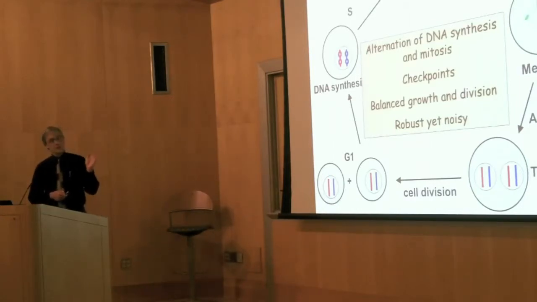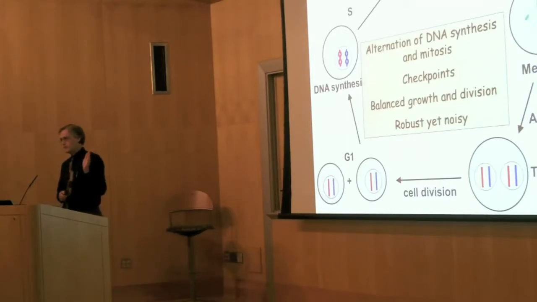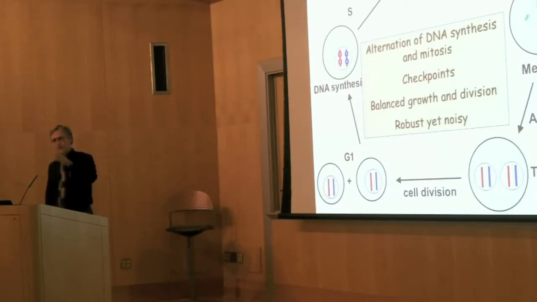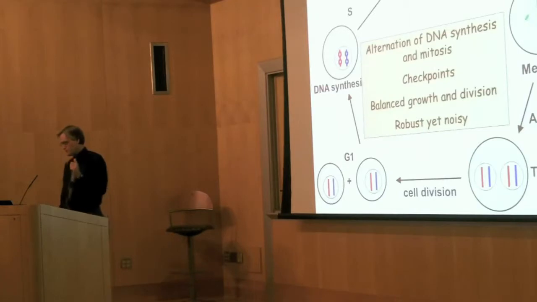First of all, an alternation of DNA synthesis and mitosis. The job is to replicate the DNA and then separate the two sister chromatids. And then you go through another round of DNA synthesis and then through another mitosis. So it's important for the cells to alternate DNA synthesis and mitosis. And if they don't do the alternation, if they skip a phase or repeat a phase, they run into trouble.